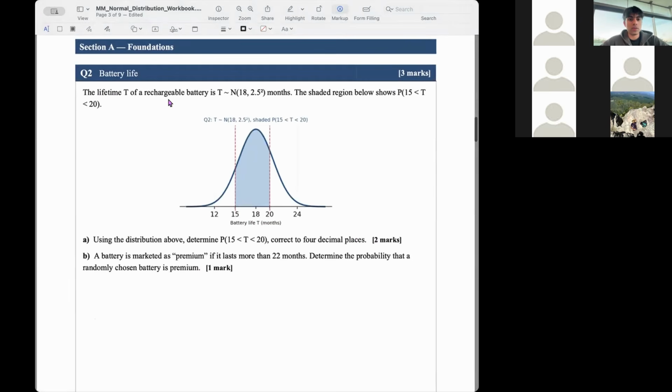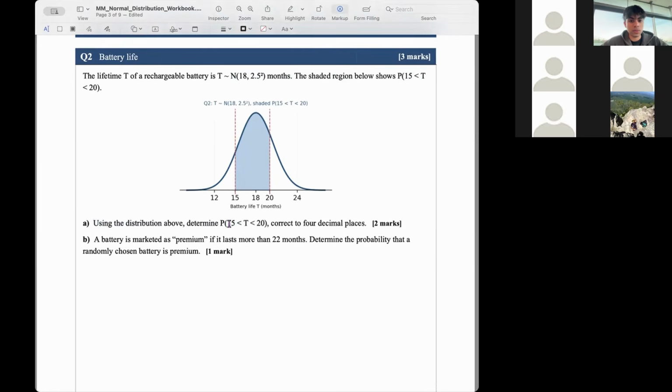The timeline T of a rechargeable battery is approximated normally, that's what that N stands for, with a mean of 18, and we have a variance of 2.5 squared, so a standard deviation of 2.5 months. The shaded region below shows P(15 months to 20 months), okay? Using the distribution above, determine the probability that it's between 15 to 20, correct to four decimal places, all right?